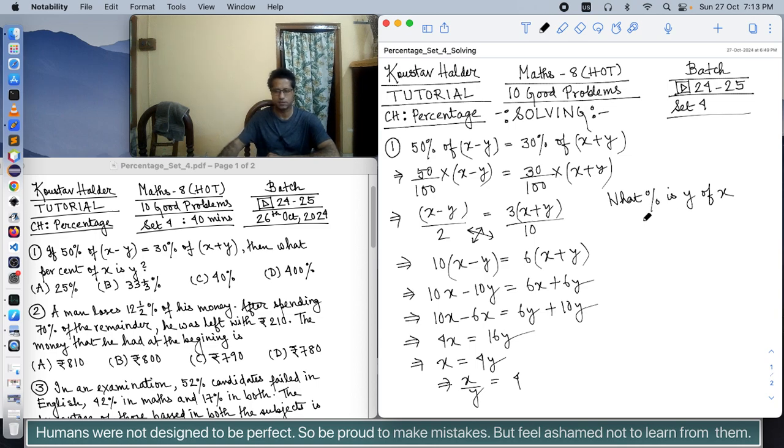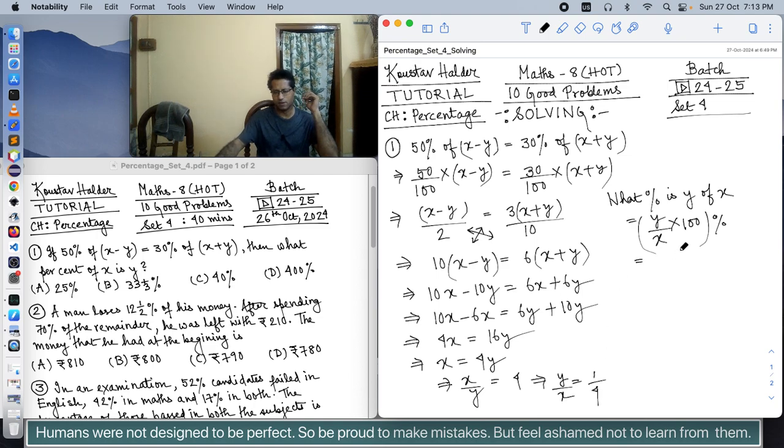This is what the question is asking, and this is equal to, we know, y by x multiplied by 100. This much percentage. Now we have found from x, we know what is x by y, but we need y by x. So from x by y equals to 4, we can say y by x is equal to 1 by 4.